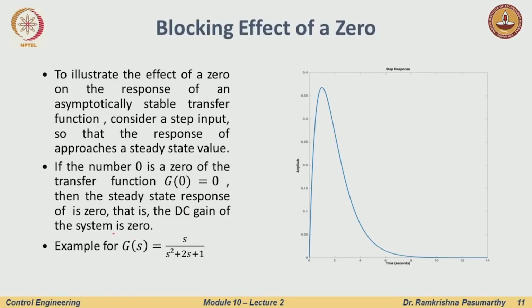So, the steady state is the DC gain. For example, if I take this plant here and ask what its response is, well, the response initially goes up and then goes back to 0. This is when I have g of 0 equal to 0. However, what am I tracking? I am tracking a step input. So, this is the step response of a system which has a 0 at the number 0.